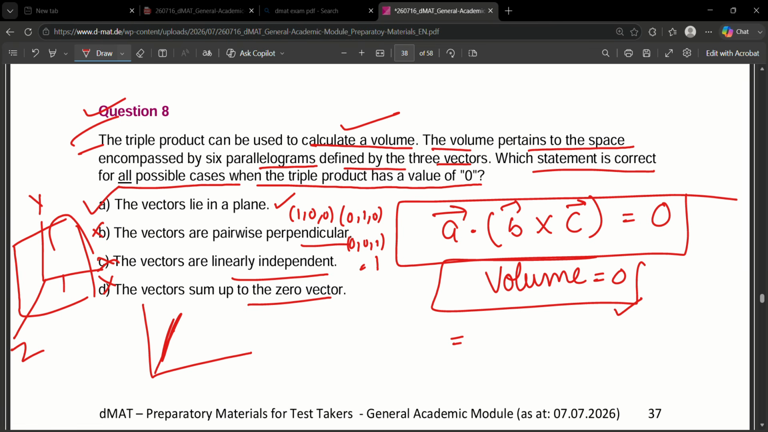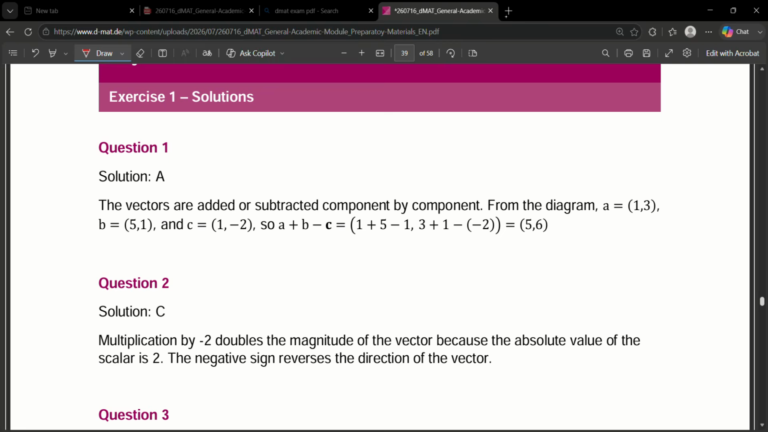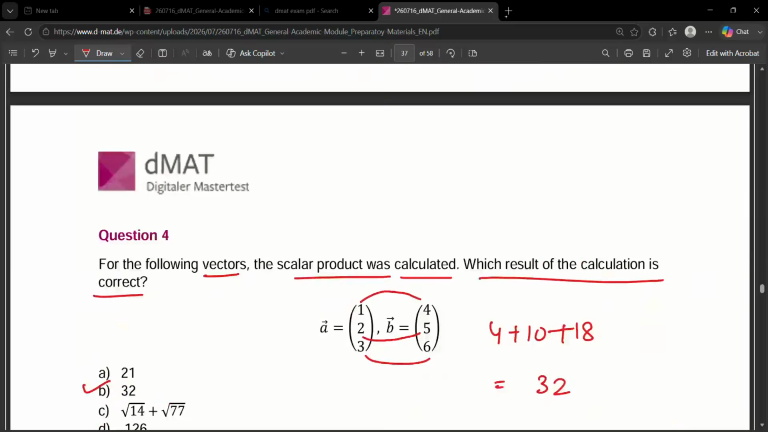Linearly independent: if the triple product is already 0, then the vectors are basically linearly dependent, that is, the vectors are not independent. Now move to the next. The vectors sum up to the 0 vector. That is not even required. So this is all about the vector topic that we have discussed till now.